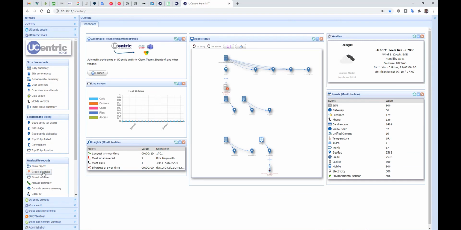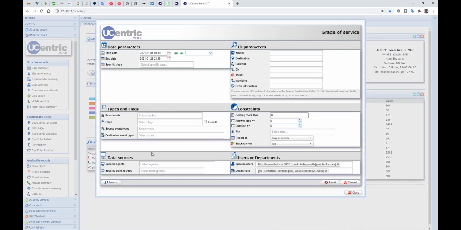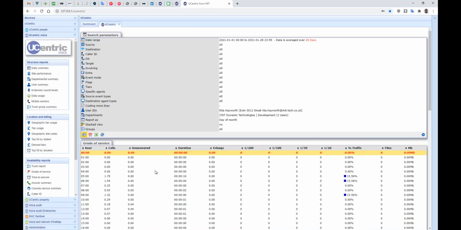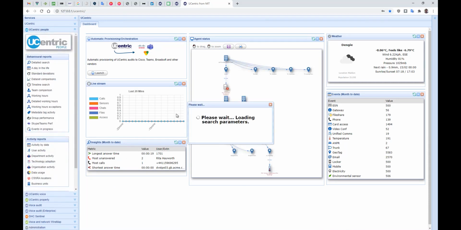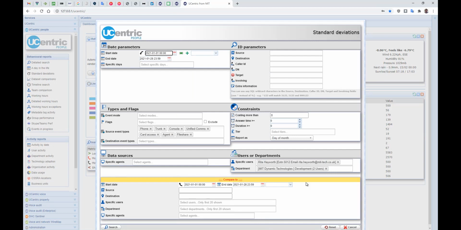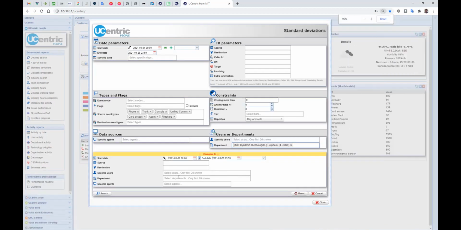Whilst we have all of the traditional reporting you'd expect, so grade of service reporting and things like that, to be able to work out actual utilization of systems over a period of time, where it gets clever is the way that we can then use that data in a different way. So for instance, I could look at a standard deviation report and compare the help desk against the developers. So we're using the help desk as a standard deviation model against the developers.